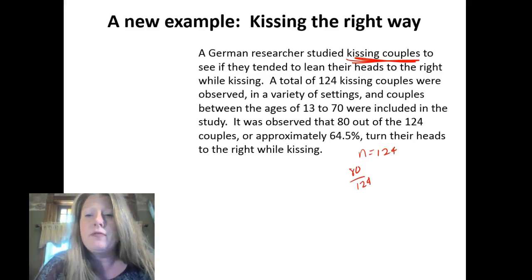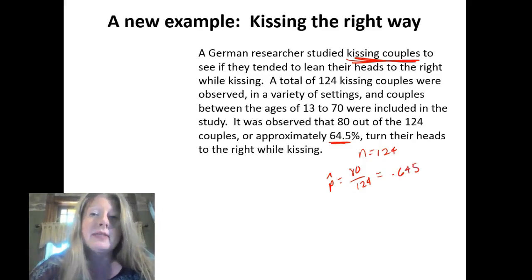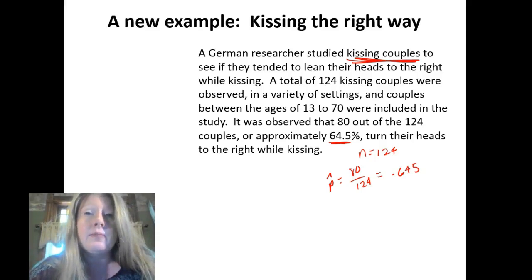So 80 over 124 would be p hat. So here we're giving you the percentage. We want that to be actually in the form of a proportion. So we're going to have it in the form of a decimal. If you want to turn a percentage into a proportion, simply divide it by 100.